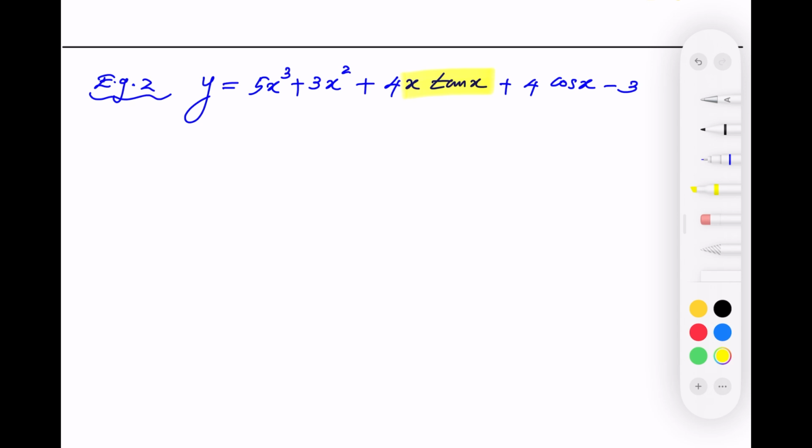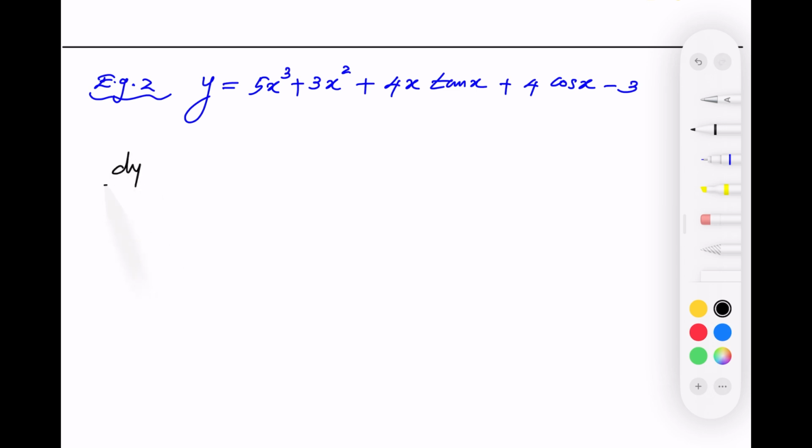So whenever you have a constant times a function, you can simply use the second property of differentiation, in which the constant can be taken out and simply differentiate the function. Use the product rule when you have a product of two functions, none of which is equal to a constant. All right, let's go ahead and differentiate this function.